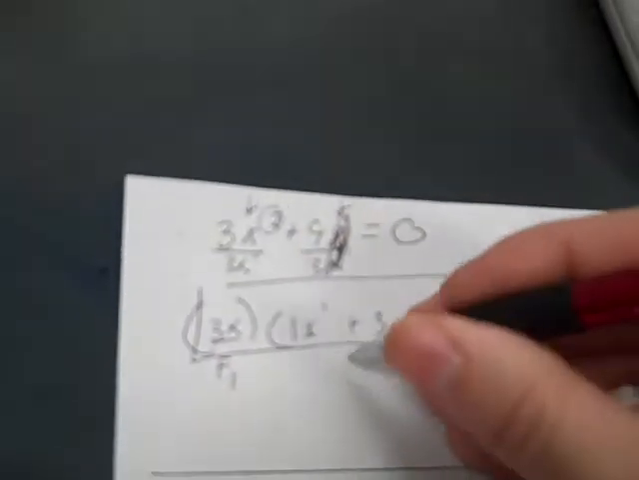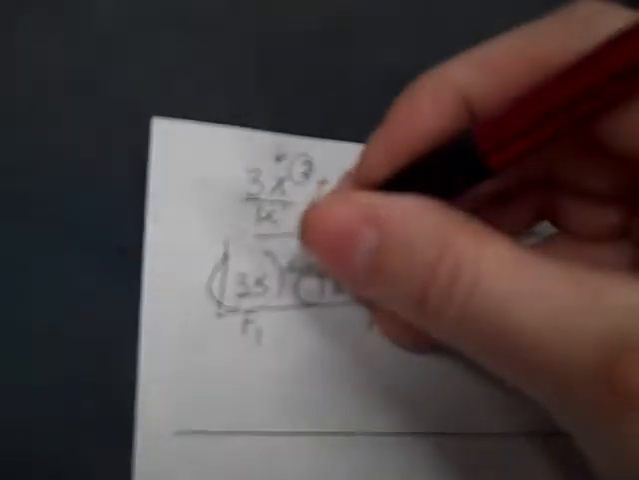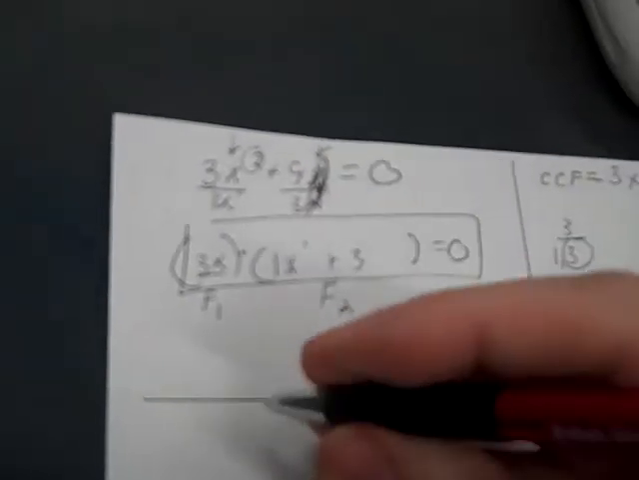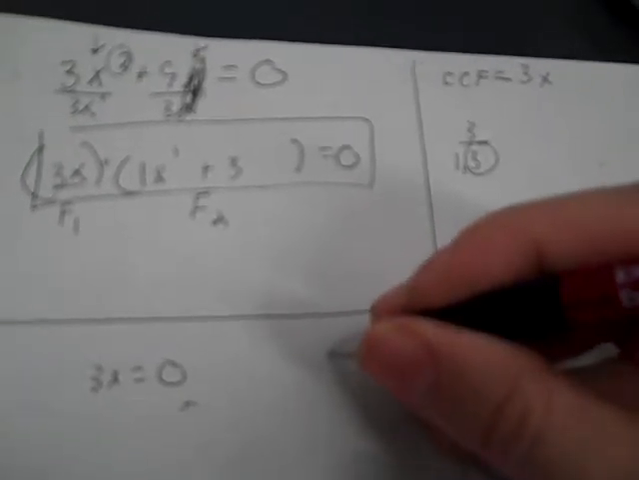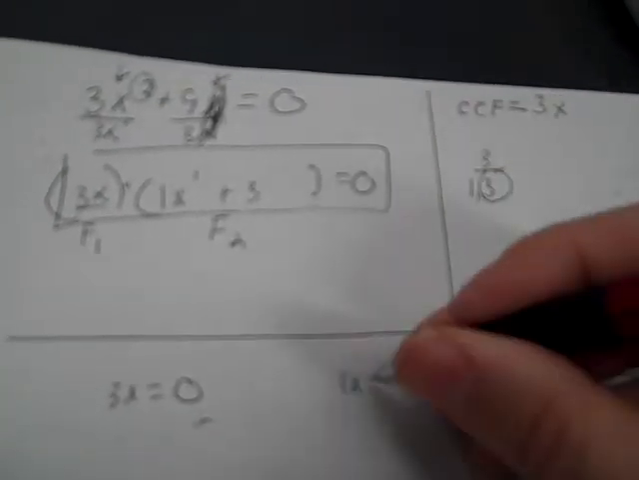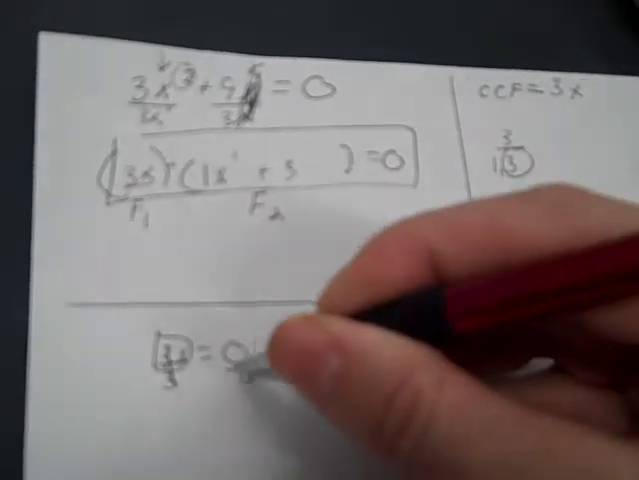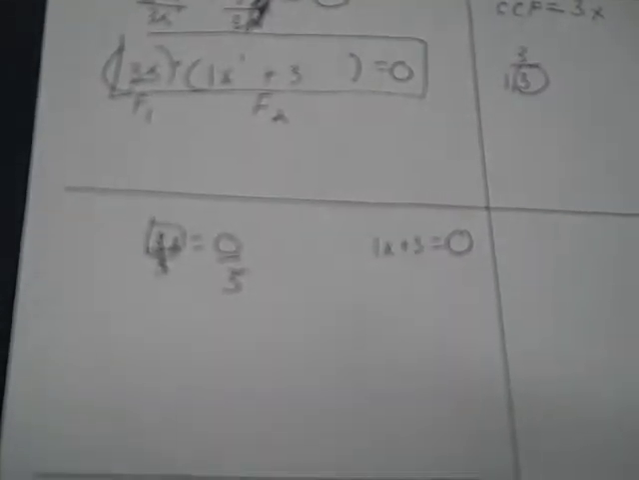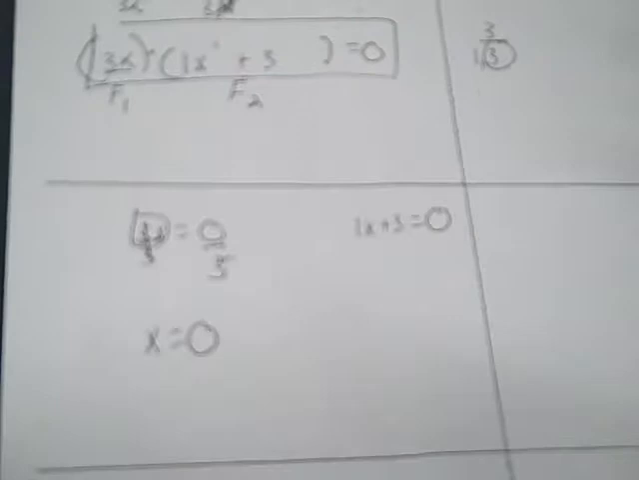Okay, now here's how I would solve this. Now I'm going to parenthesize that thing on the outside, and that's going to be factor 1 and factor 2. Now remember, the way we need to think about that is either factor 1 could equal 0, so either 3x could equal 0, or 1x to the first, so it's just 1x when it's to the first, plus 3 could equal 0. Okay, so then I can get my answers. I'm going to divide both sides by 3 here, and 0 divided by 3 is 0, so there's my first answer, 0.